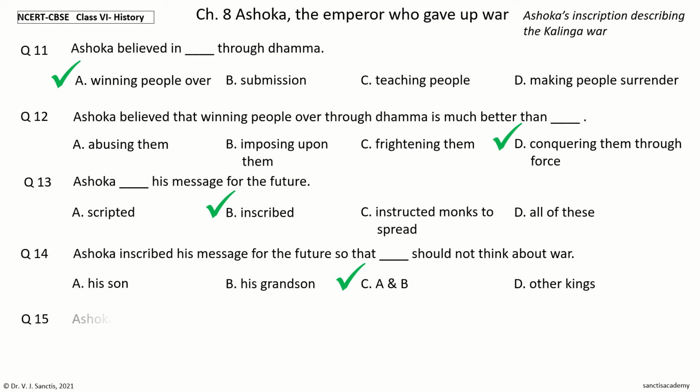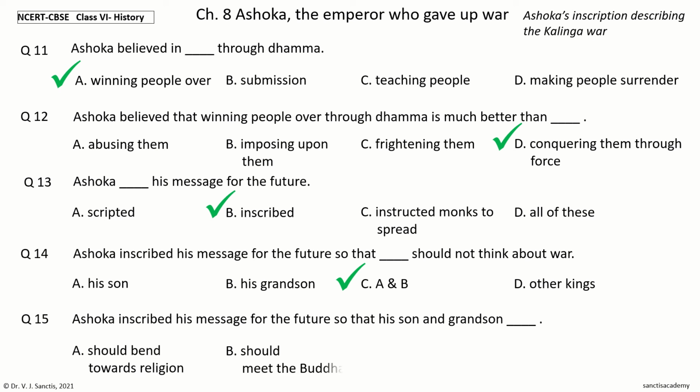Question 15. Ashoka inscribed his message for the future so that his son and grandson dash. The options are should bend towards religion, should meet the Buddha, should meditate, should not think about war. Your time to choose. And the answer is should not think about war. So, Ashoka inscribed his message for the future so that his son and grandson should not think about war.